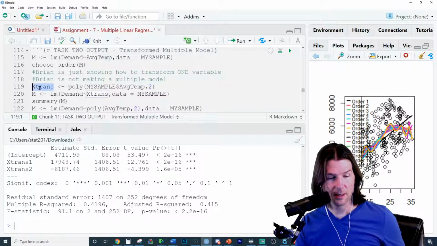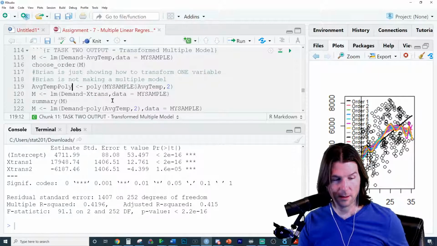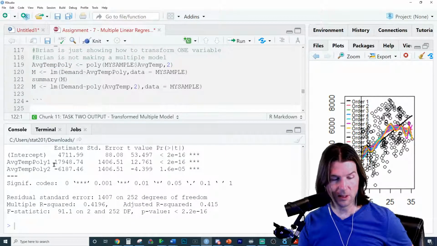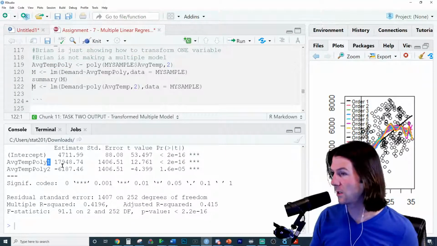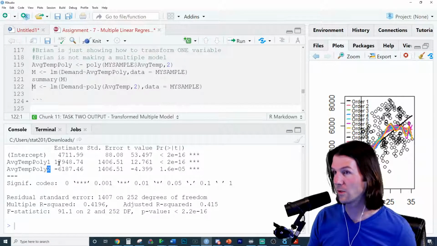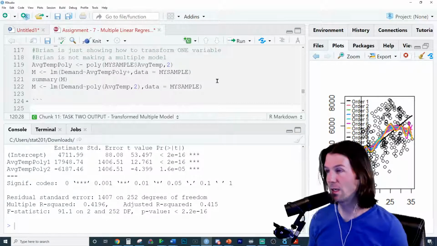We could say like avg temp poly. So maybe we'll call it this right here. And let's put this right here. And then we can see here's the first degree polynomial, which is the linear relationship. And here's the second degree. Does that make sense right there? I think it was easier to make the multiple model when I stored both variables. Exactly. And then you could also do the other variable and you just have to do plus right here.